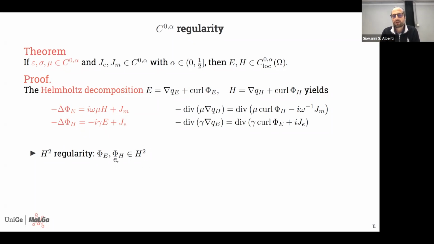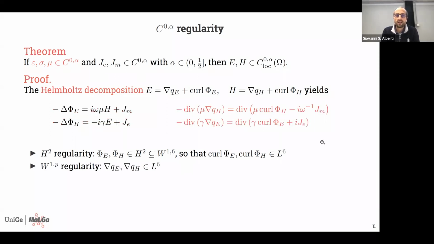Well, if the potentials are in H2, it means that by Sobolev embeddings, they will be in W1,6. Recall that we are in 3D, and so the curls will be in L6. Right, so since the Js are in C0 alpha and in particular in L6, it means that these two arguments of these divergences are in L6. This guy here and this guy here are in L6. And so we can apply W1,p regularity to these PDEs here.